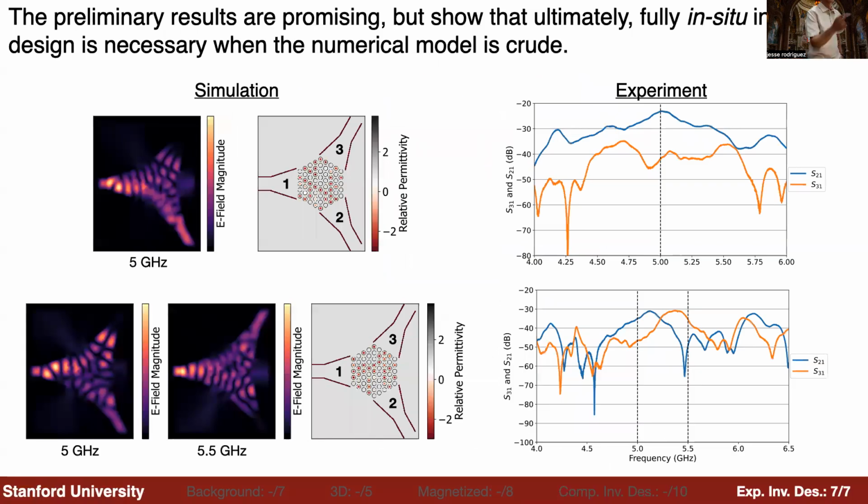So this slide, the right side is actually the experiment. The vertical dashed line is the operating frequency where we want to see this isolation between port 2 and port 3. This is the transmission of port 2, the blue line, and the orange line is the transmission of port 3. You want to see the blue line as high above the orange line as possible at the design frequency, because that's basically what we were optimizing for.